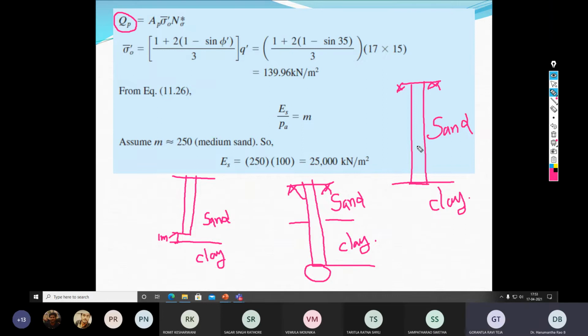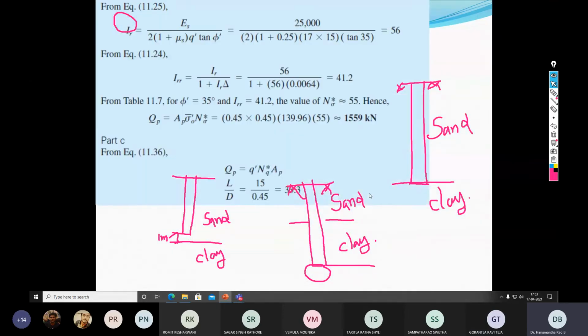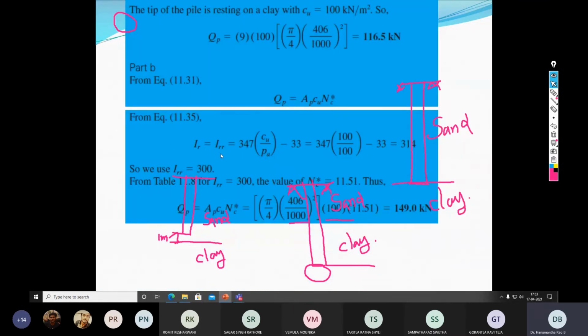Sir, if it is in the clay, then we'll use Ap, cu, and Nc star, no, sir? Correct. Then sigma naught dash phi. It's true. So in that case, you have to use this equation. In these two cases, you need to calculate only Irr in these two cases. Whether sand is up to half or up to the tip, it doesn't matter. You have to use this equation. So you don't need to bother about the overburden stress. You have to simply pick up Irr and Nc value. That's it. Okay.